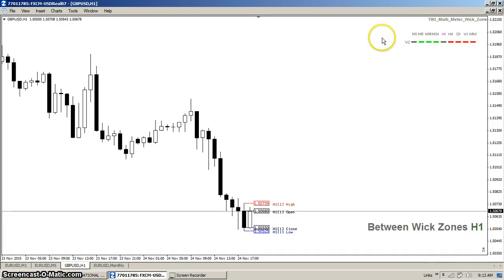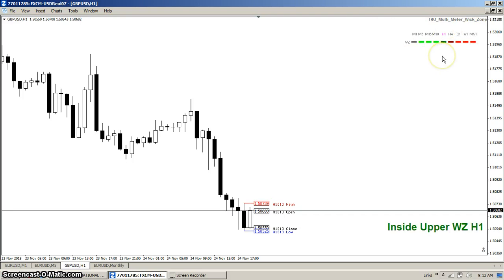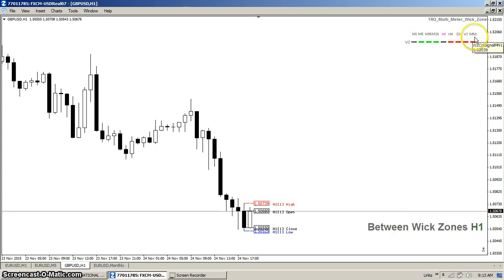Okay, here's the multimeter. It's called a multimeter because it shows you what's happening on all of the time frames or chart periods that MT4 allows, from M1, which is 1 minute, to the MN1, which is monthly.